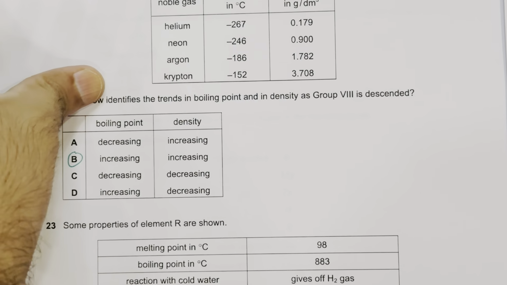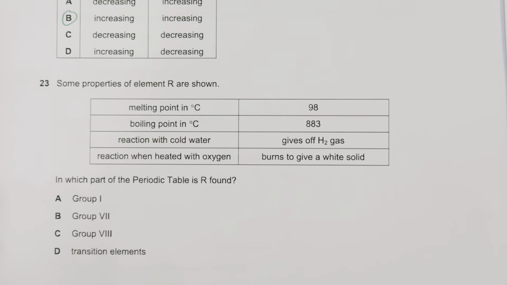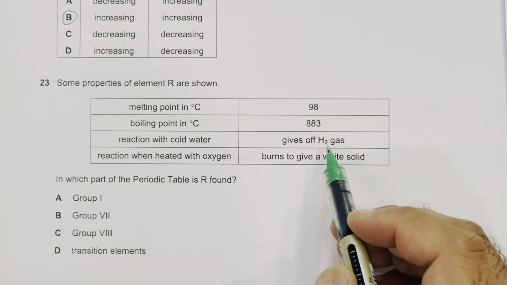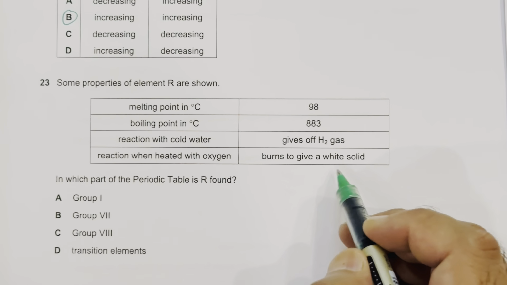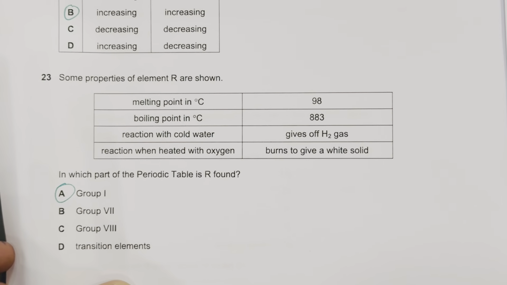Moving to question number 23. Some properties of elements are shown: melting point, boiling point, reaction with cold water gives hydrogen gas, reaction when heated with oxygen. Okay, which part of the periodic table is R from? As its melting point and boiling point are high, it also gives hydrogen and burns with oxygen to give a white solid, so it must be present in group 1 metals. Okay, moving to question number 24.